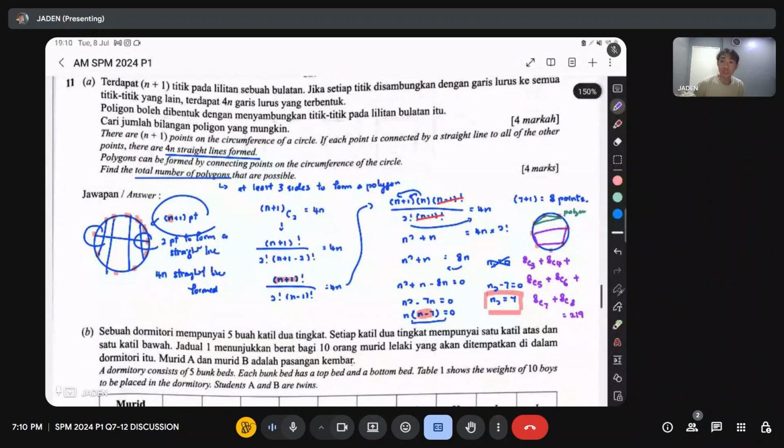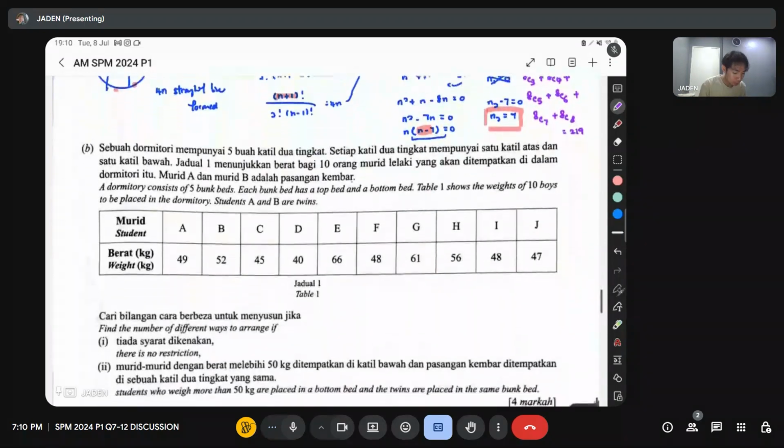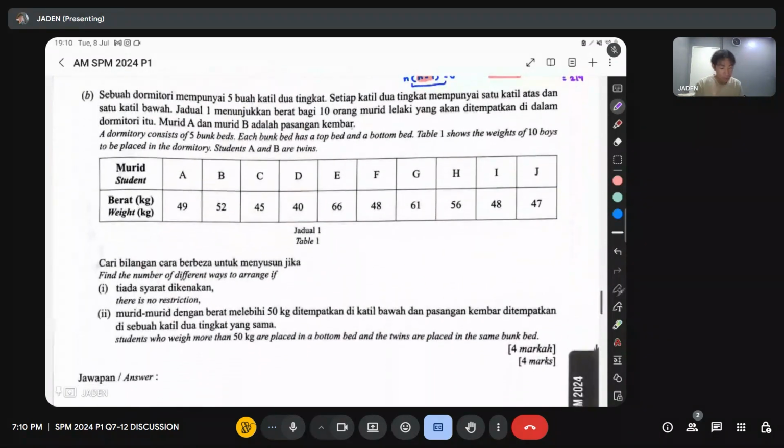All right. We shall continue for B. A dormitory consists of 5 bunk beds. Each bunk bed has a top bed and a bottom bed. Table 1 shows the weight of 10 boys to be placed in the dormitory. Students A and B are twins. Now, the last statement is very important.